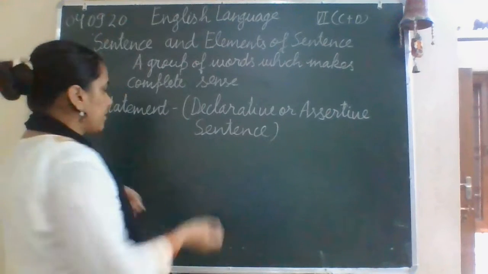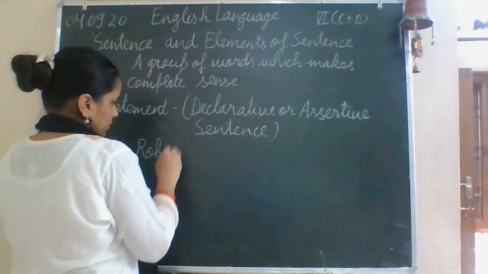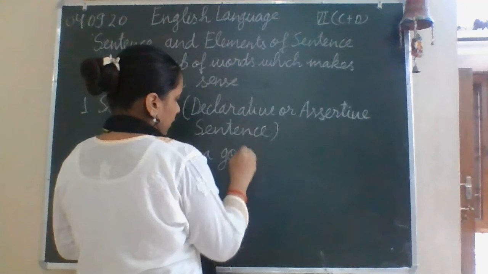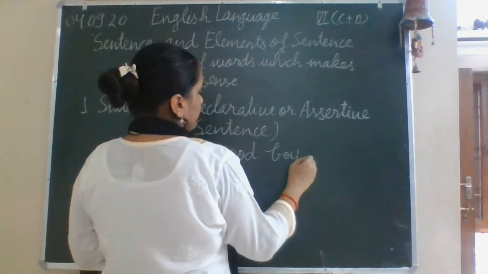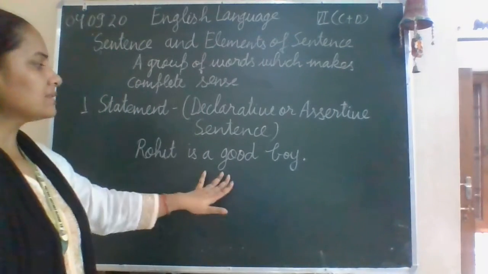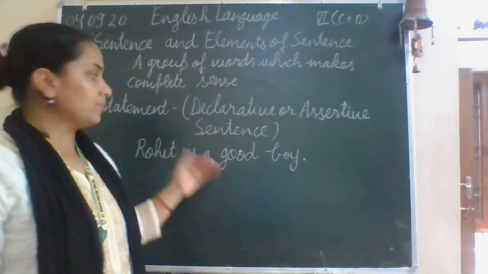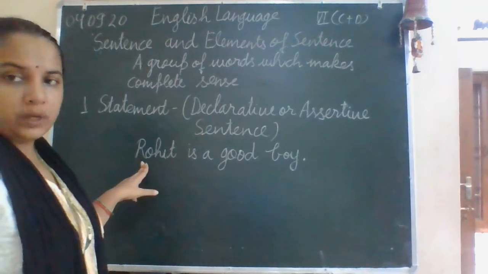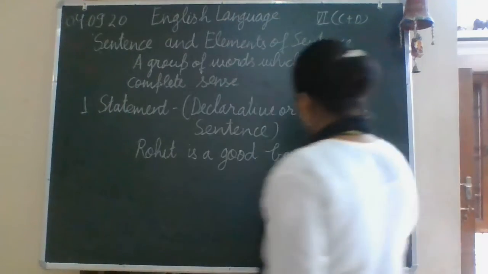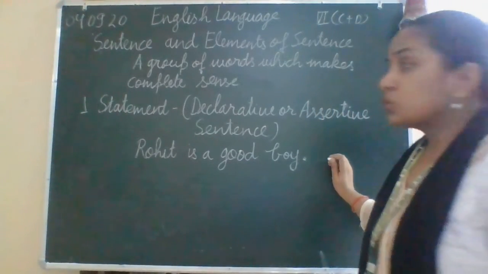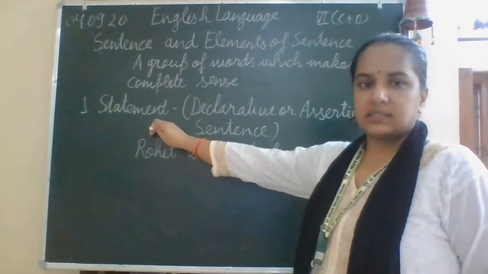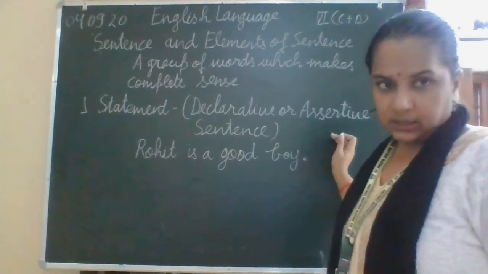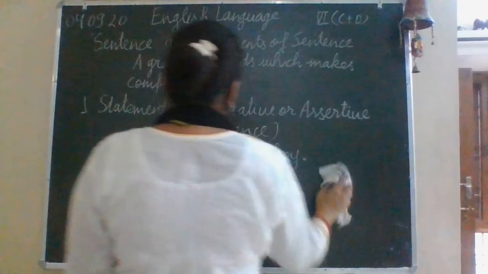Or we can take another example. Rohit is a good boy. It is simply a statement. We are telling about something, we are asserting something, we are telling about Rohit that he is a good boy. So the sentence is starting with Rohit, where R is capital, and at the end of the sentence I put a full stop. So here this particular sentence is a statement, or we can also call it the declarative or the assertive sentence.